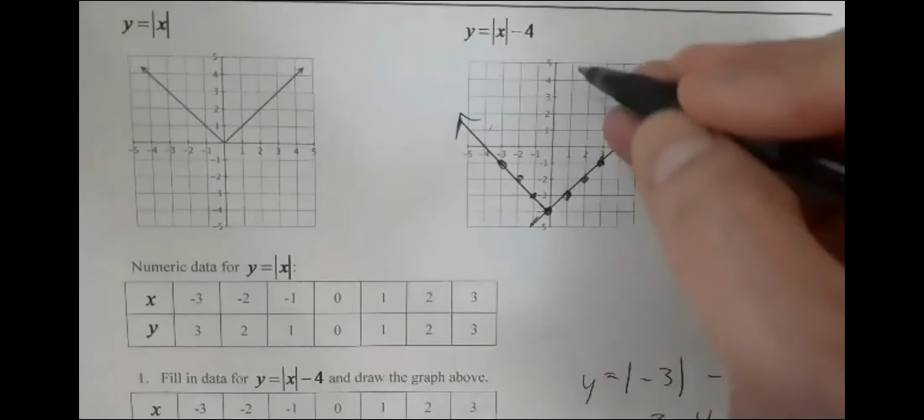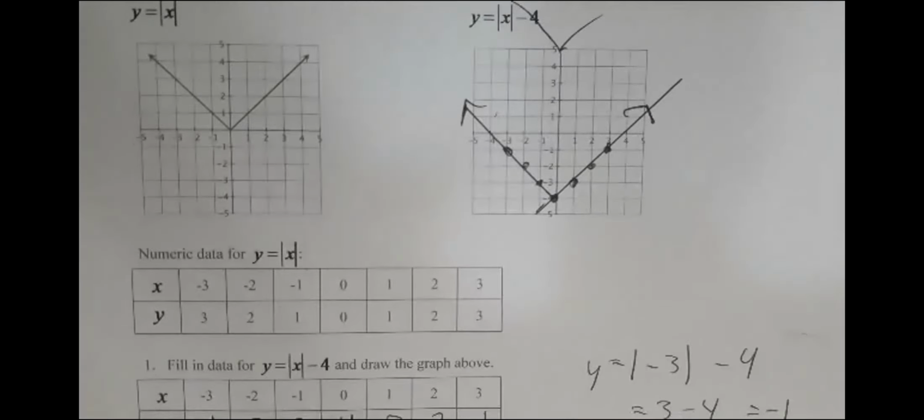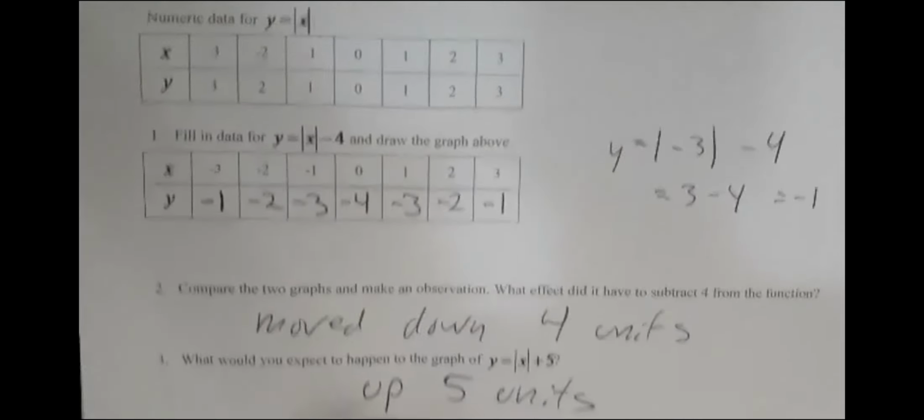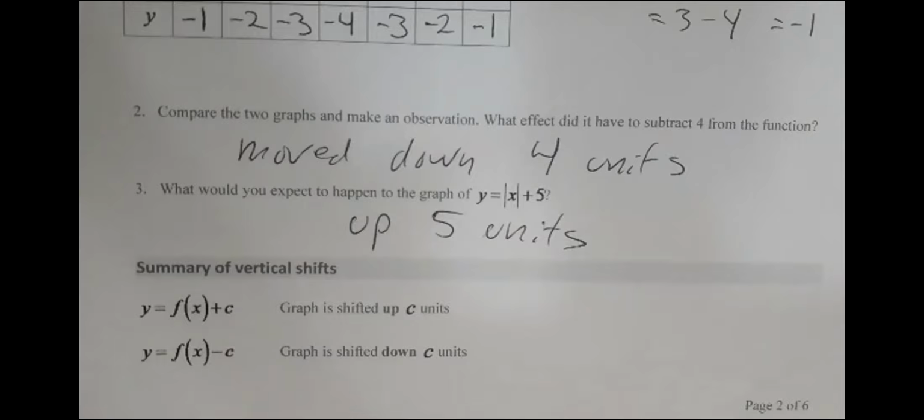So we're going to take the same V, and it would start out like up here. It would be even off the graph, right? We wouldn't be able to do it on this one. We need a bigger graph. And so they give you the summary. So if you add, you're going to go up. If you subtract, you're going to go down.